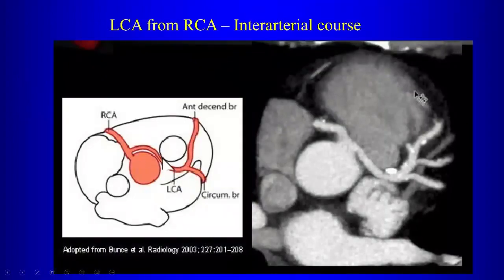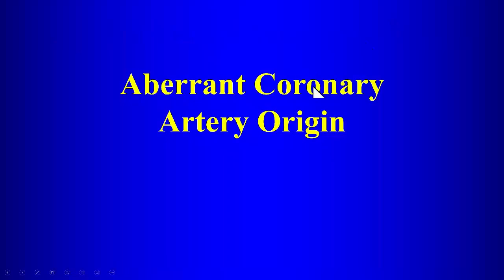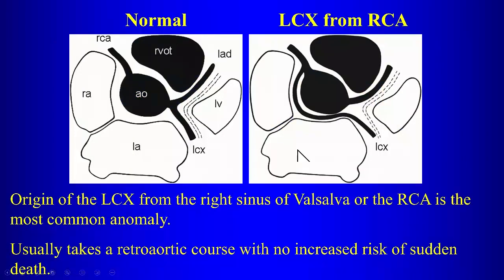So here we have the left coronary artery. It's an anomalous origin of the left coronary artery. It's coming off the right, but as it's going across, it's going between the aorta and the pulmonary artery, and then it can get squeezed in that location, so that can be associated with ischemia. That course is called an interarterial course. So when we're talking about anomalous origin of the coronary arteries, the most common is to have the circumflex come off the right coronary artery. But most commonly, it takes a retroaortic course.